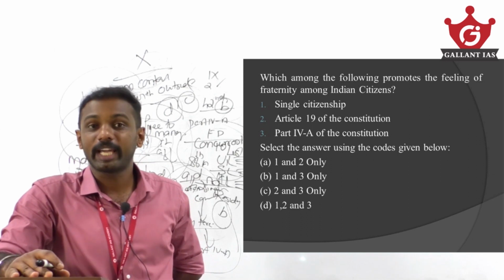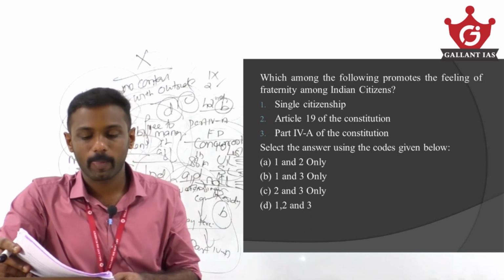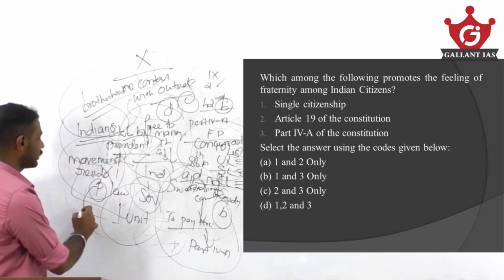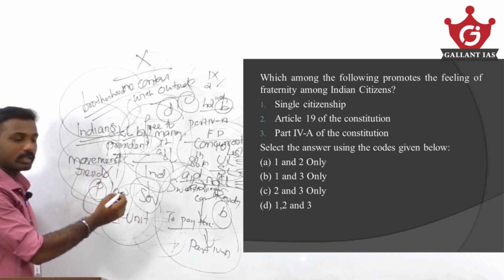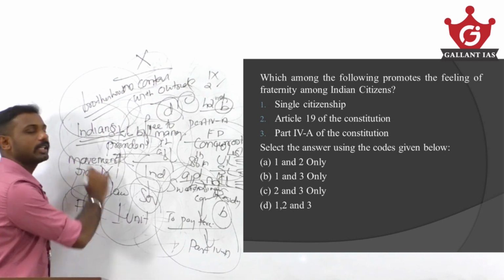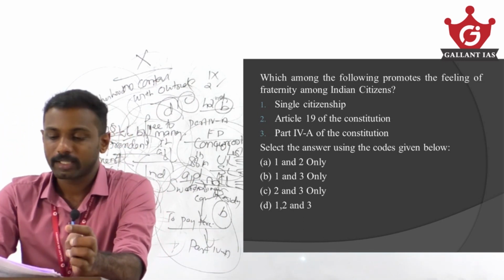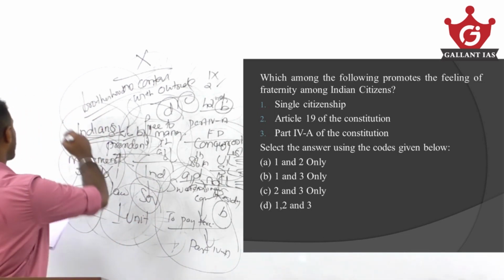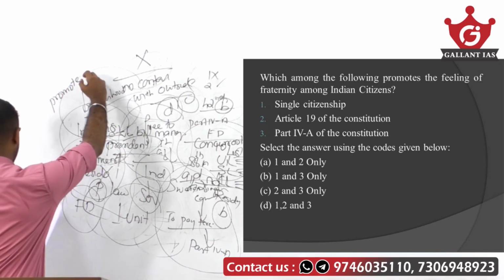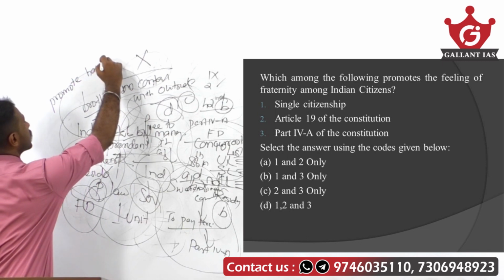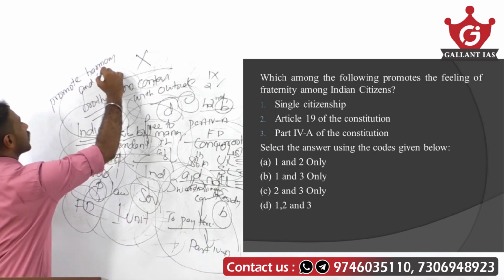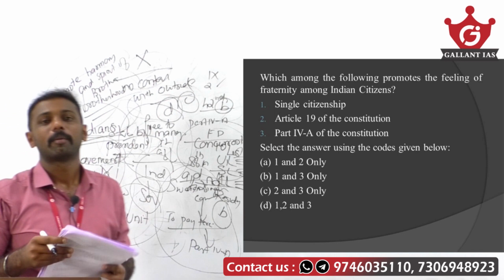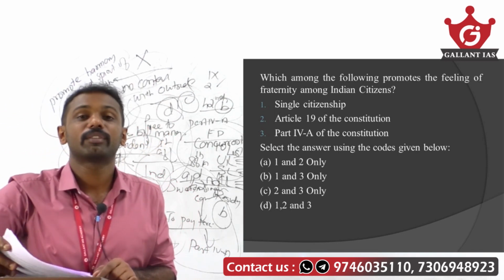And how does Part 4A promote fraternity? Because it says that there are certain fundamental duties to promote a sense of brotherhood among people. There is a provision under fundamental duties, which says to promote harmony and the spirit of common brotherhood among all. This is also a provision under Part 4A, that is under the fundamental duties topic.